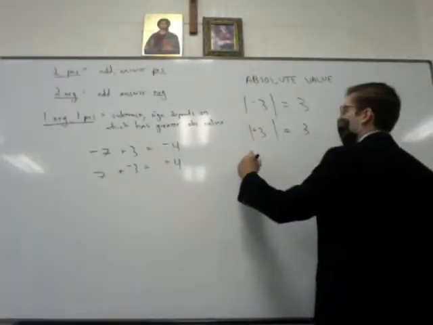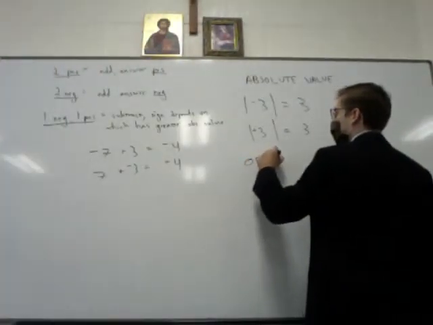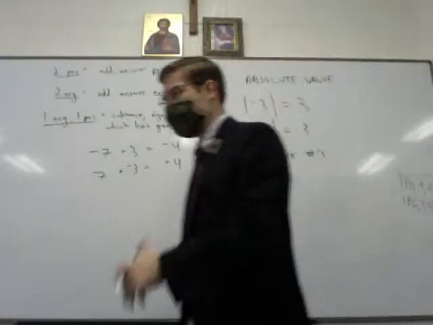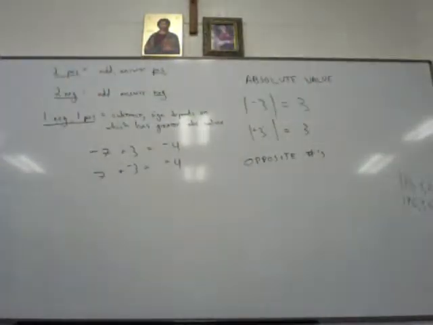When numbers are on different sides of 0, we talk about them as opposites. So what's the opposite of 7? Negative 7. What's the opposite of 10? Negative 10. What's the opposite of negative 8? 8.